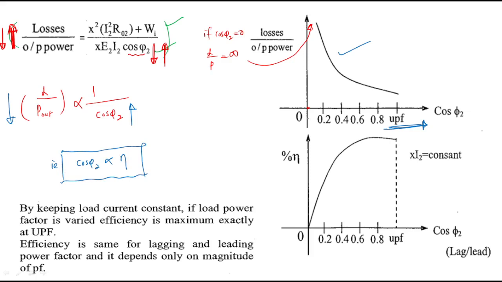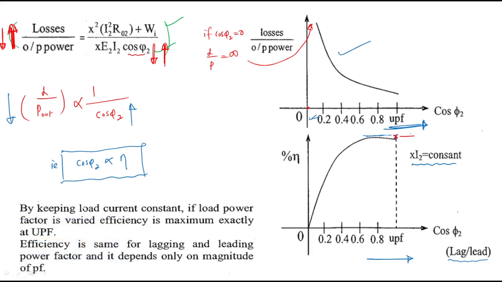See, for a low value of power factor, what is the efficiency of the transformer? Very low. We are gradually increasing the power factor, and after some point it reaches the maximum value. What is the condition? Keeping I2 constant and varying the power factor. What is condition 1? Keeping power factor constant and varying I2. But what about the efficiency depending upon the power factor? By keeping load current constant, if load power factor is varied, efficiency is maximum exactly at UPF. So at UPF only we are going to get the maximum efficiency.